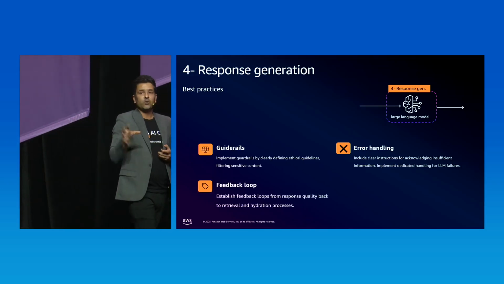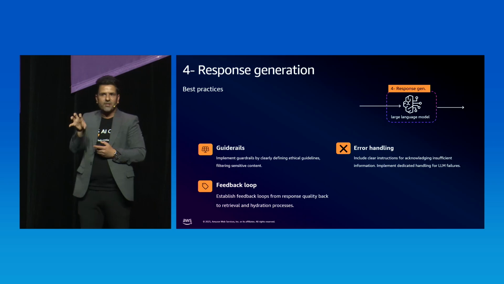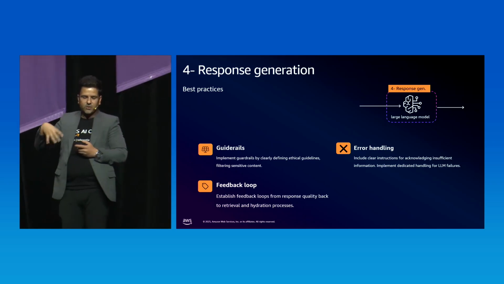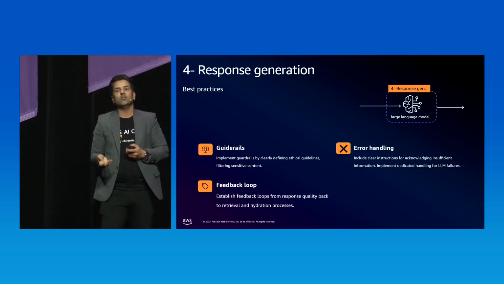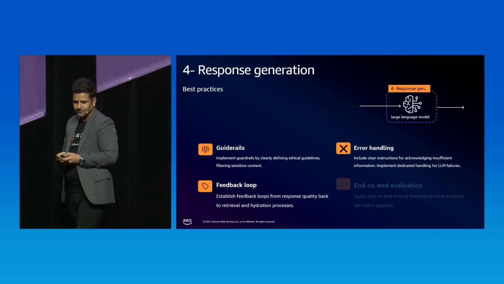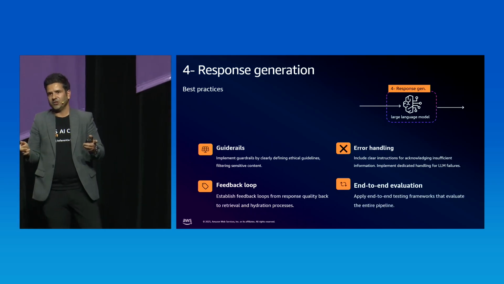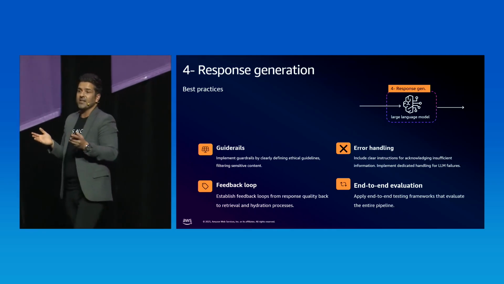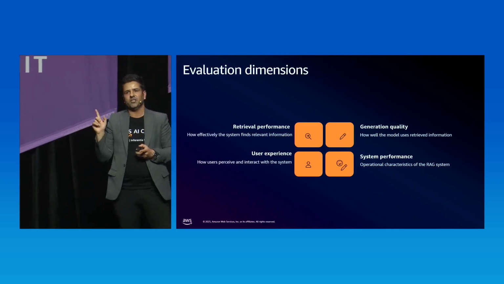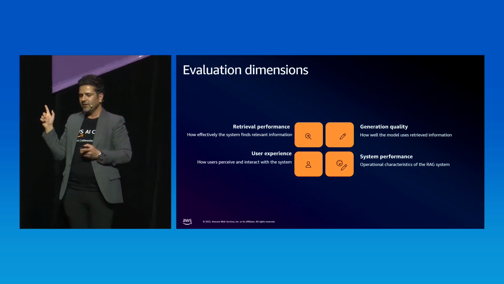Also, at the end of the day, the user is the person that needs to be happy with the output of the RAG application. So if you can implement a feedback loop, you can get that feedback and use it to continuously improve the overall response. And then end-to-end evaluation. You need to have a plan to evaluate the whole RAG system end-to-end. And there are 4 key dimensions here that you need to consider to evaluate the overall response.